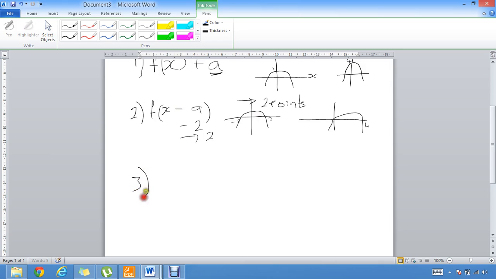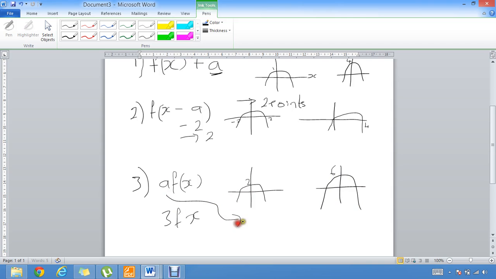Your third rule, if you had a times f of x, so again outside the bracket it's going to stretch, so you just multiply your y value. So again, if I cross this at, let's say, 2, and I have 3f of x, I'm going to times that 2 by 3, which will be 6, so that will now cross at 6. Again, just make sure you do not change your x-coordinates, it only affects the y-axis. So here you multiply your y-coordinate.